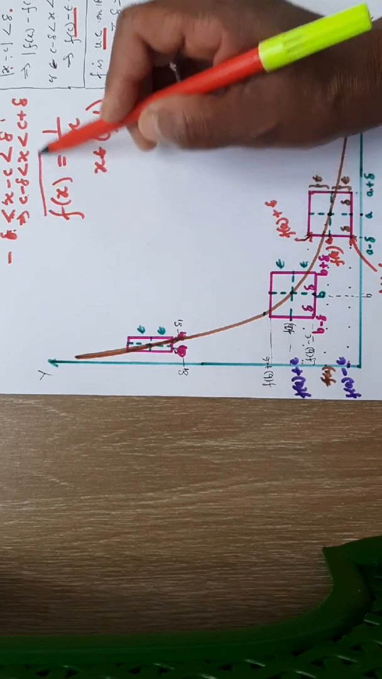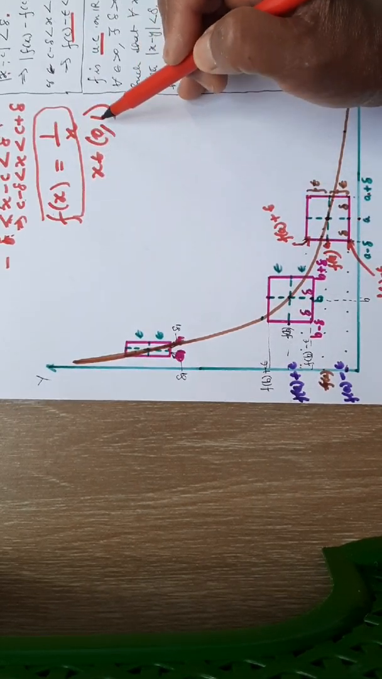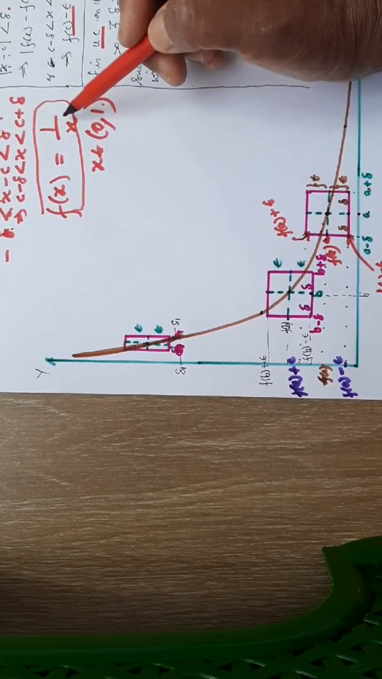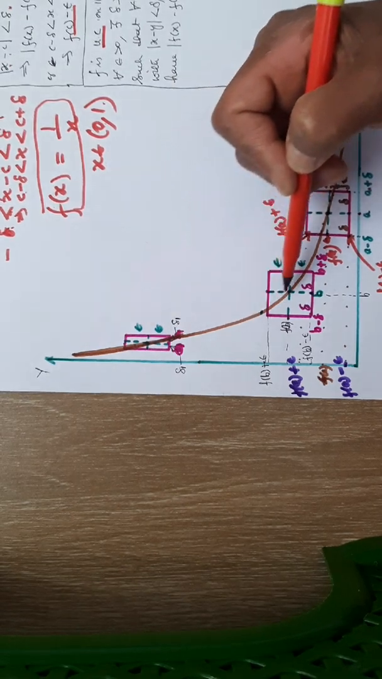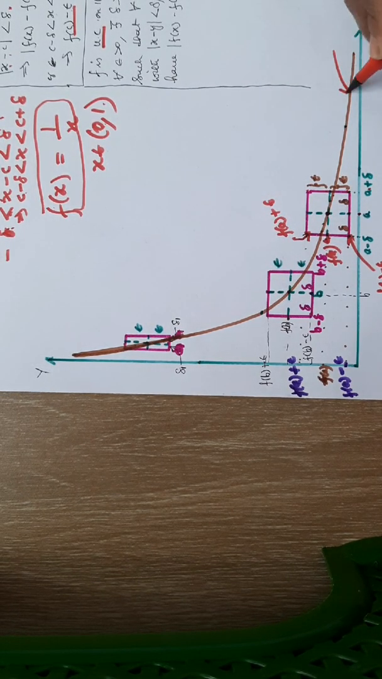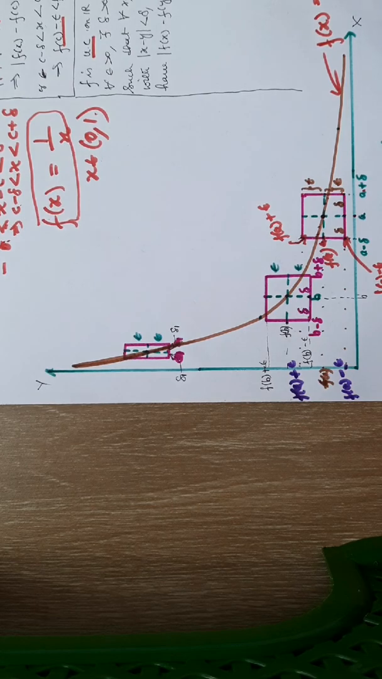Now let us consider this particular function, f(x) equals 1 by x, for x belonging to the open interval (0, 1). As we all know, this is a continuous function, and the graph of this function is presented by this brown colored pen here. So this is the graph of f(x) equals 1 by x.